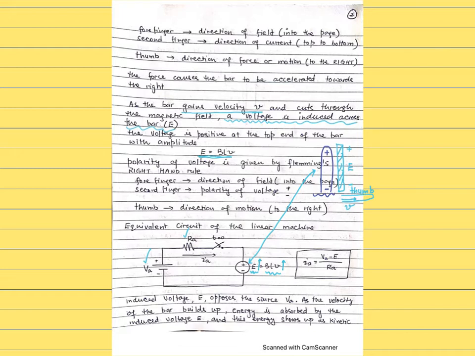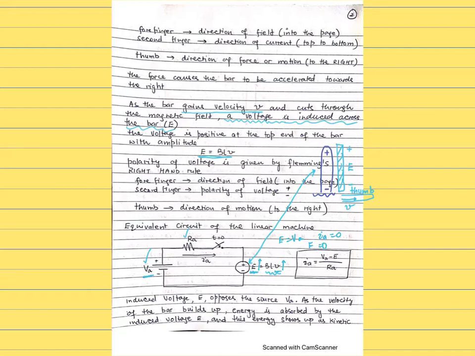The bar speed eventually becomes high enough that this value of E becomes equal to VA. So E is going up, the induced voltage, and at one time it will have enough value to be equal to VA. At that time, once E equals VA, IA will go to 0. And once that current goes to 0, there will not be any force which depends on IA, and the bar will keep coasting at that constant velocity, but its velocity will not go further up.